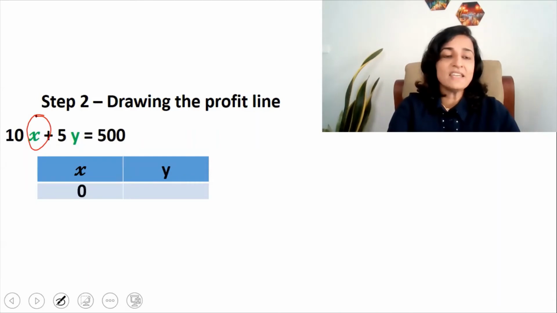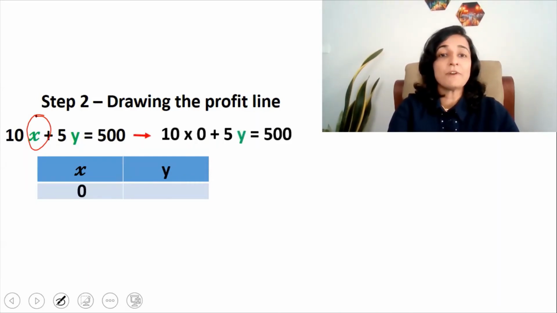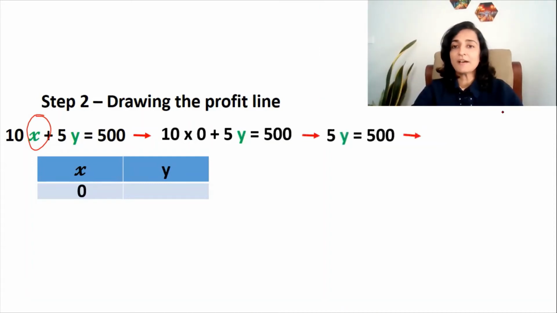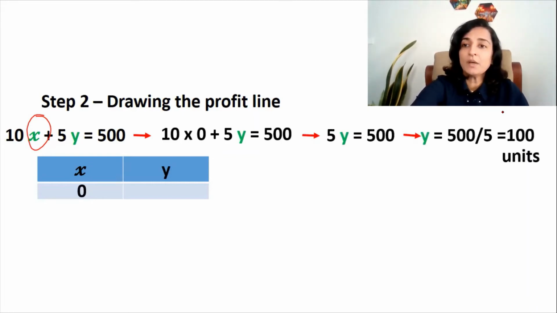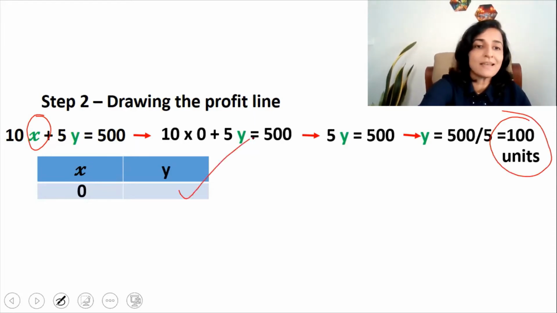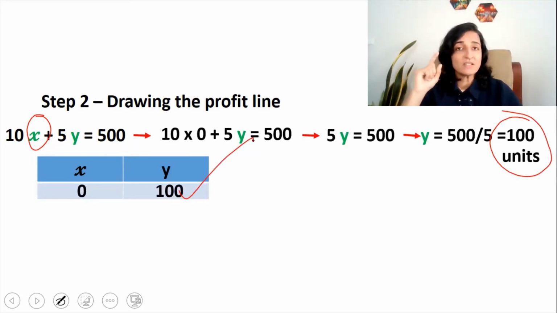So when X is equal to 0, the equation becomes 10 into 0 plus 5Y is equal to 500. Simplifying that equation, it is 5Y is equal to 500 or Y is equal to 500 by 5 is equal to 100 units. So we write the number 100 units against Y at the first point. That is when X is equal to 0, Y is equal to 100. Now the next point.